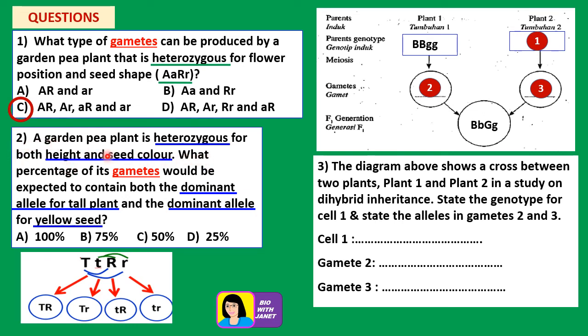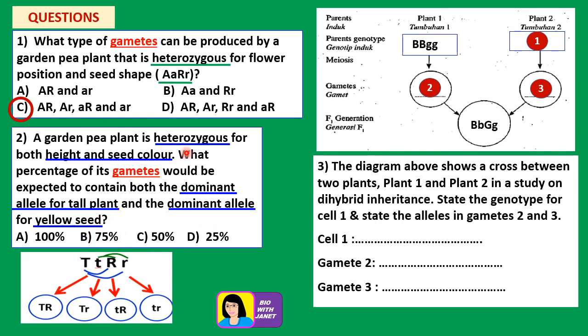Number 2, a garden pea plant is heterozygous for both height and seed color. What percentage of its gametes would be expected to contain both the dominant allele for tall plant and the dominant allele for yellow seed? Again, highlight the keywords here: heterozygous, height and seed color. Percentage of gametes containing dominant allele for tall stem and dominant allele for yellow seed.